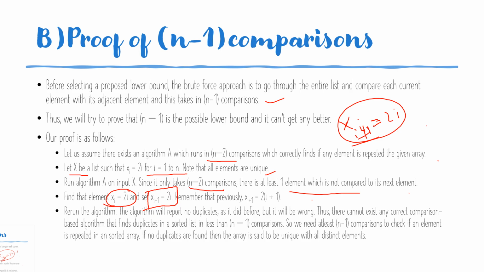Earlier when x_i is equal to 2i, if I increment x of i plus 1, it will be like 2 of i plus 1. That is what I wrote here. So if I rerun the algorithm, it will give me the same output as it gave when I ran it for this particular argument, which is not correct. So I can say that there cannot exist any correct comparison based algorithm which can find duplicates, that is, repetition. So we need at least n minus 1 comparisons to show that there are no duplicates in the sorted array.